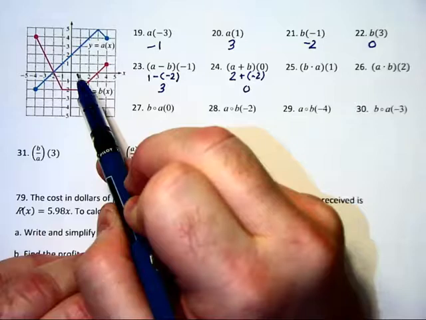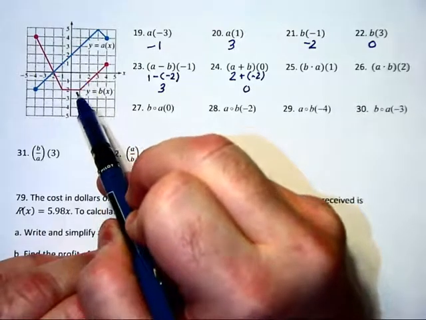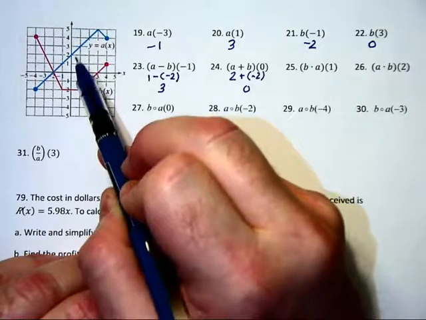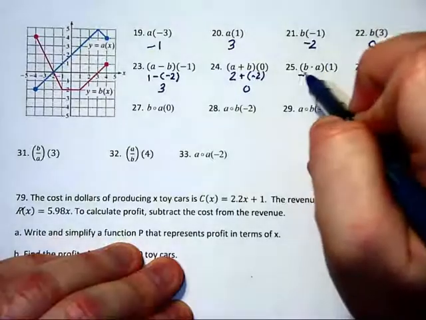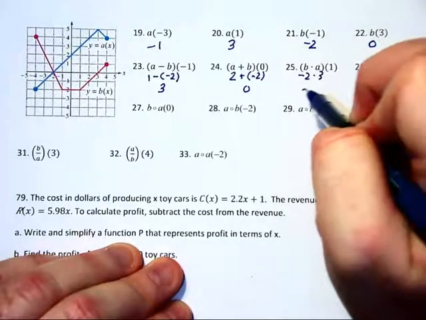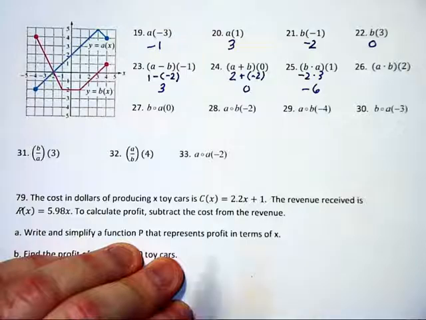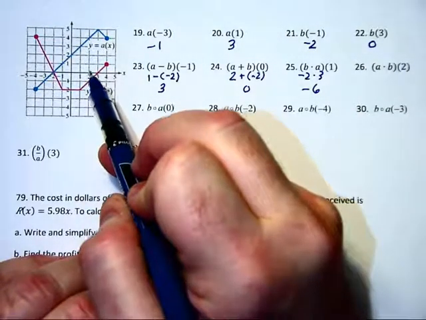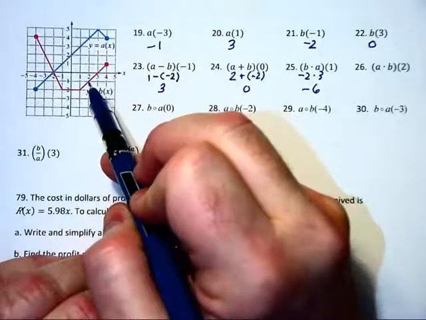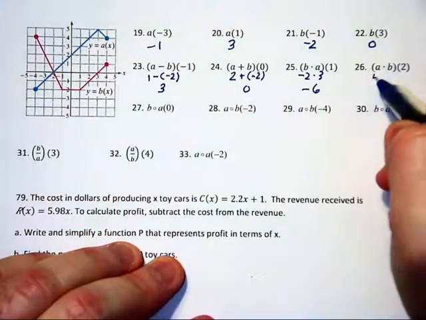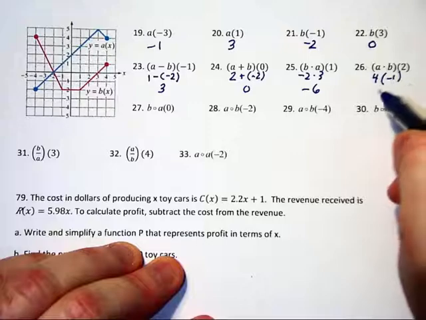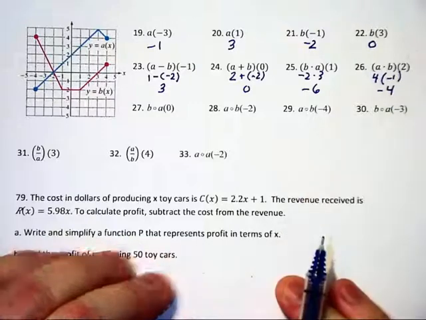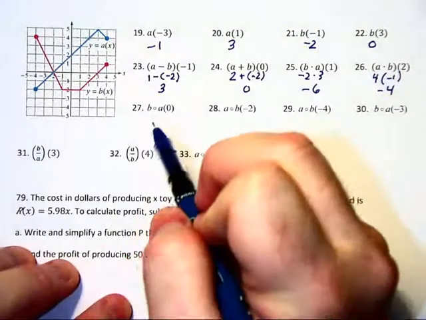B times A of 1. At 1, B is down at negative 2, A is up at 3. So we have negative 2 times 3, which is negative 6. A times B of 2, here's our 2. A is up at a height of 4, B is at a height of negative 1. So 4 times negative 1 is negative 4. Now we move into the composite functions.